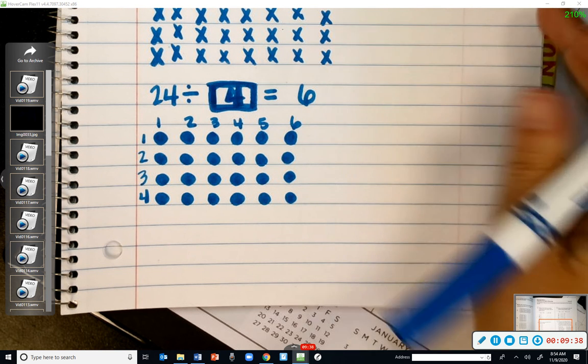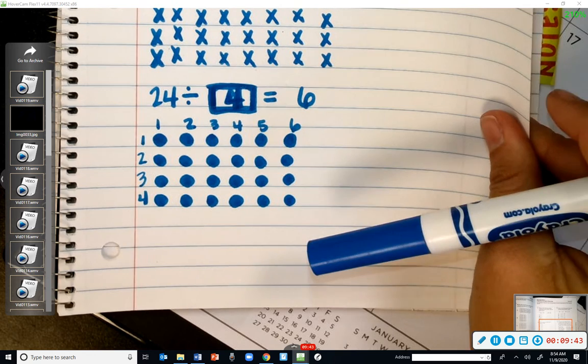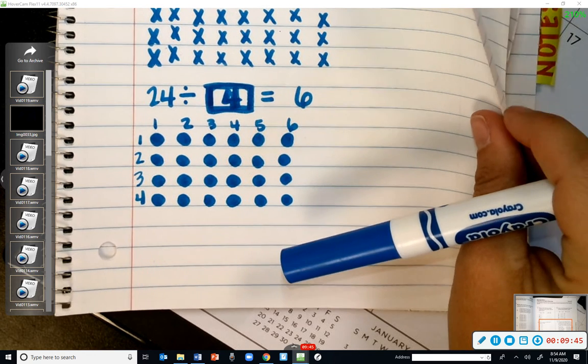Yes. Okay, now I'm going to show you an array, and you're going to write the division sentence that it can be used for, okay?